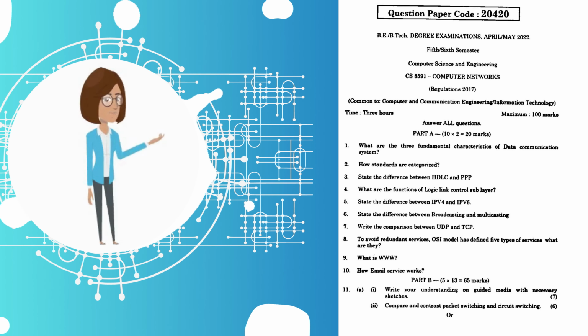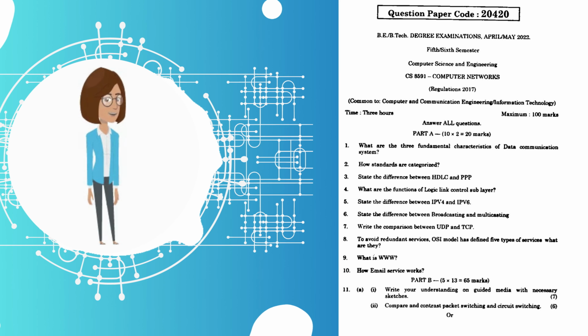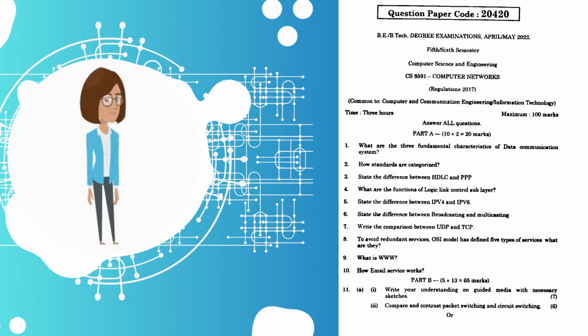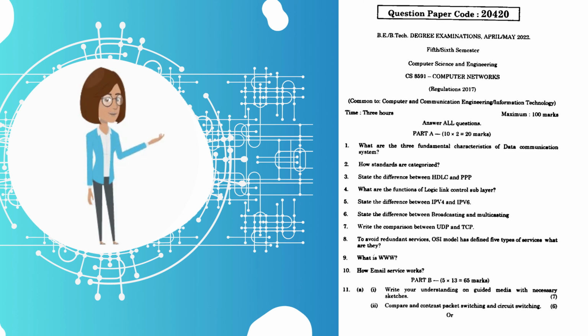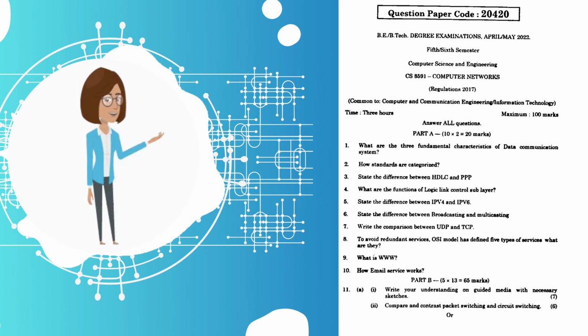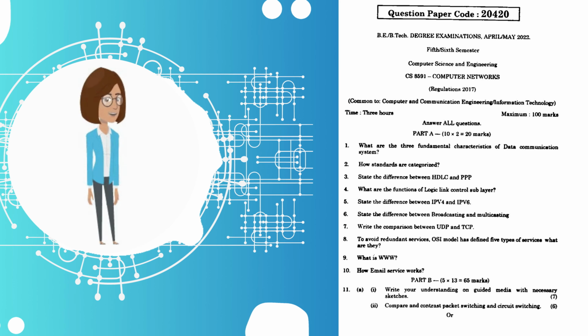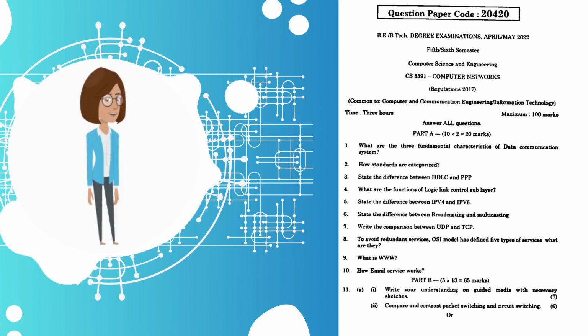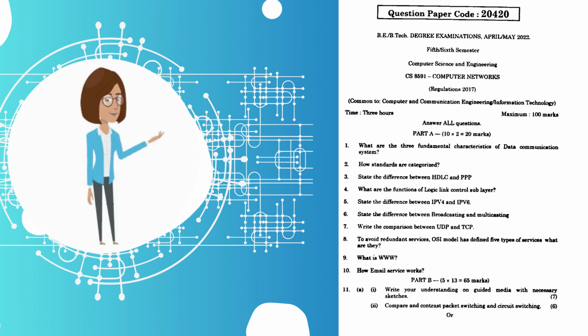6. State the difference between broadcasting and multicasting. 7. Write the comparison between UDP and TCP. 8. To avoid redundant services, OSI model has defined 5 types of services. What are they? 9. What is www? 10. How email service works. Next. Part B 13 marks.